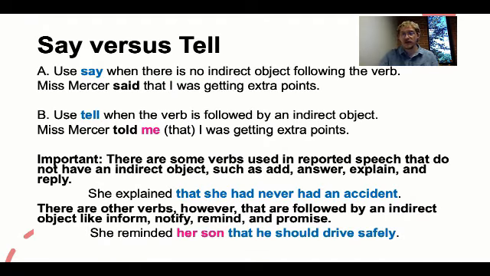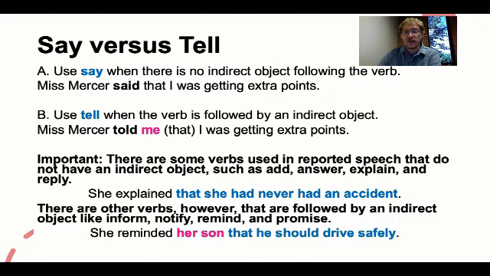Say versus tell. Use say when there's no indirect object following the verb. For example, Miss Mercer said that I was getting extra points. Use tell when the verb is followed by an indirect object. Miss Mercer told me that I was getting extra points. See, for letter B, you have an indirect object. For letter A, there's no indirect object.